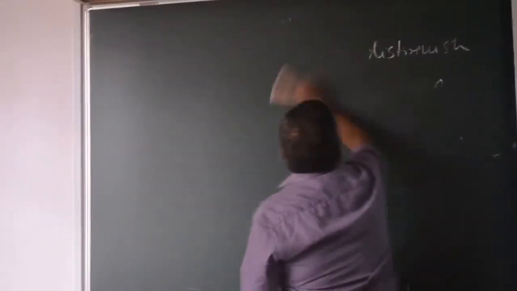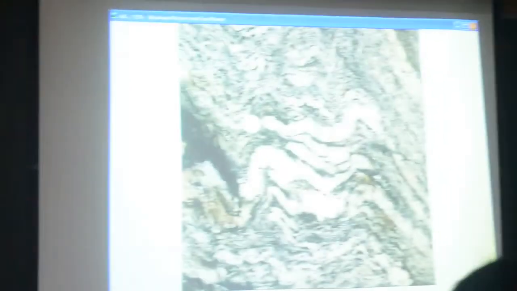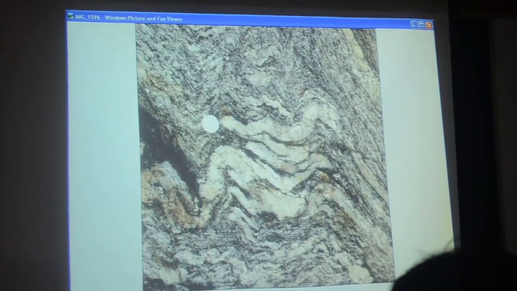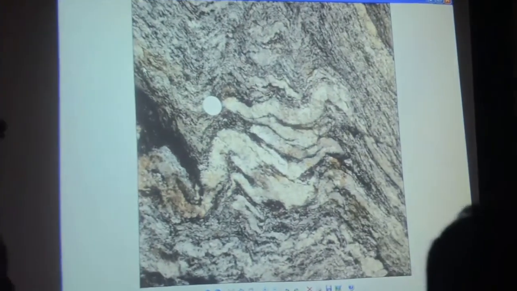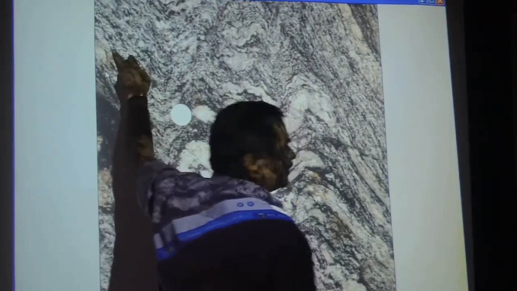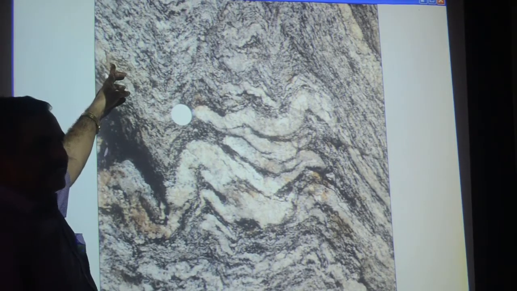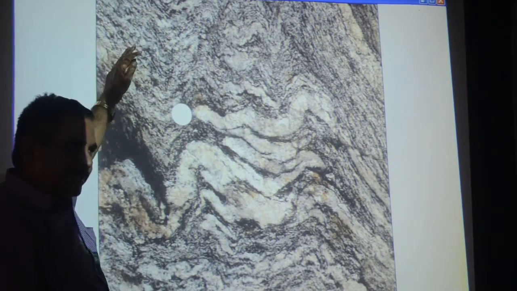See, again so. Unless I clear this point, there is no point. I cannot teach the interference pattern. Let us see this fold again. This way. So which is the schistosity plane? Schistosity planes are these. Yes, again. This is the S1 plane. That is your starting point, the S1 plane.